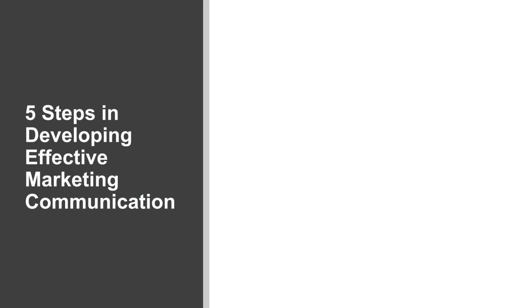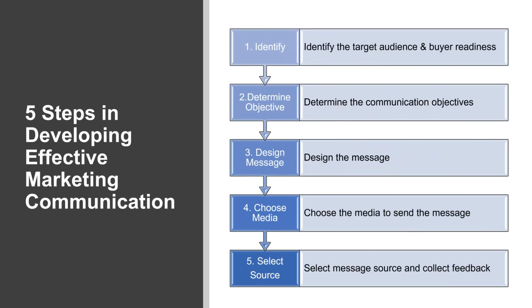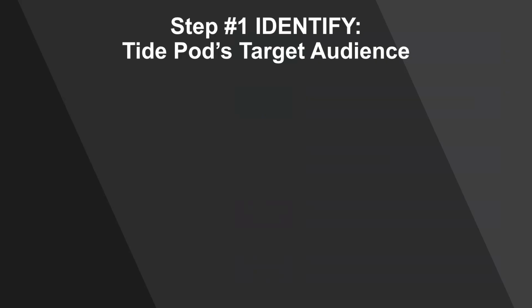So there's 5 steps in developing an effective marketing communication program. One is to identify your target audience and where they are in the buying process, figuring out what your objective is, designing the message, choosing the media, how you're going to actually communicate that message, and then select the source of who's going to communicate that message, and then collect feedback. So let's walk through each step by step using Tide Pods.